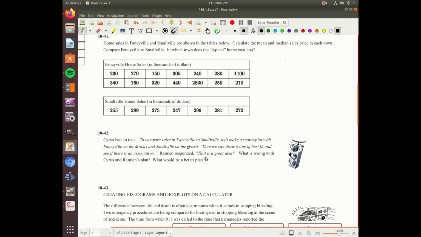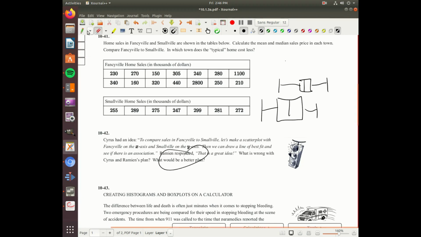And again, it says what would be a better plan? Well, the box and whisker plots that we had used already, where we compare that data, and we're going to do that again today, where we can have dueling box and whisker plots, and that's essentially what we're going to want to do.